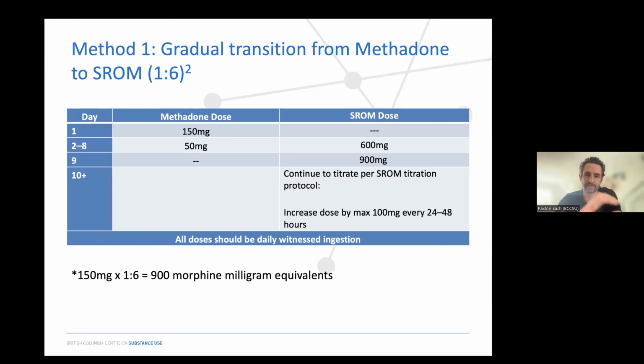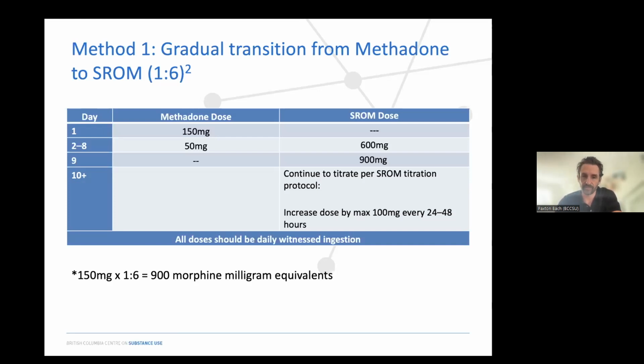But the idea is that we're reducing the methadone, we're stepping down the methadone and adding the slow release oral morphine in a sort of gradual transition. When you're doing this off of methadone, recognizing that methadone takes many days to achieve a steady state after a change in dose, both up and down, we may drop their methadone from 150 to 50 and add the 600 milligrams of Kadian, and we'll leave them there for a week. So from days 2 to 8.